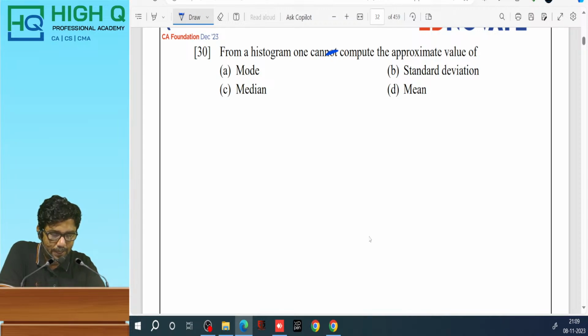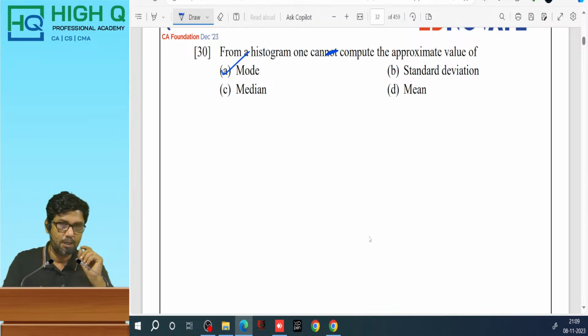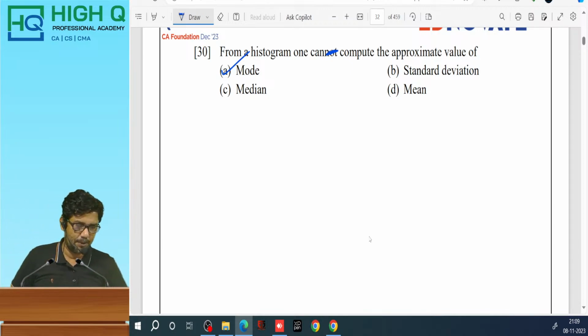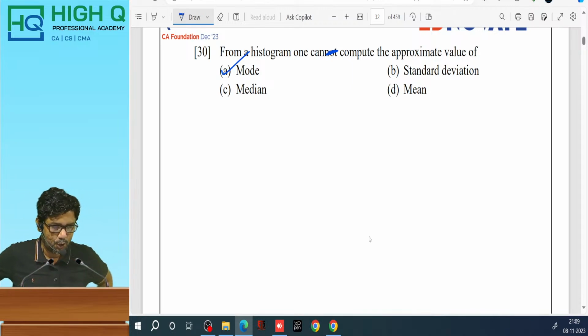From a histogram, one can compute the approximate value of, very good, mode. My dear, so far 30 questions we answered. I want your genuine answer, my dear. How many of you answered 25 and above before me, or understood everything? So at least if you did not give the answer also, I could give that answer. That is 25 and above. How many of you, my dear? Yes, Vaibhavi. 25 and above. Yes, Akhilesh.